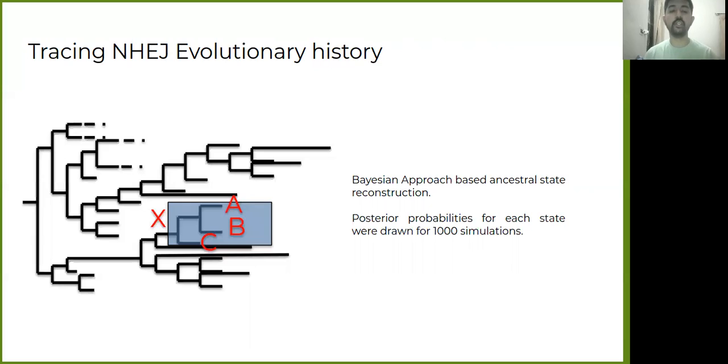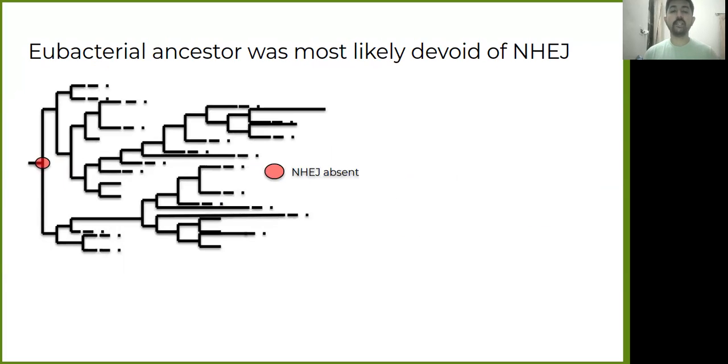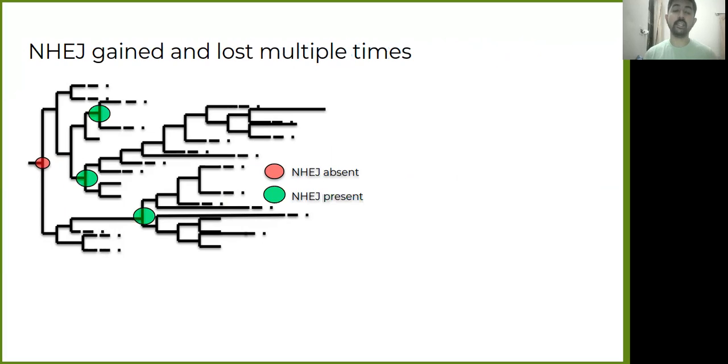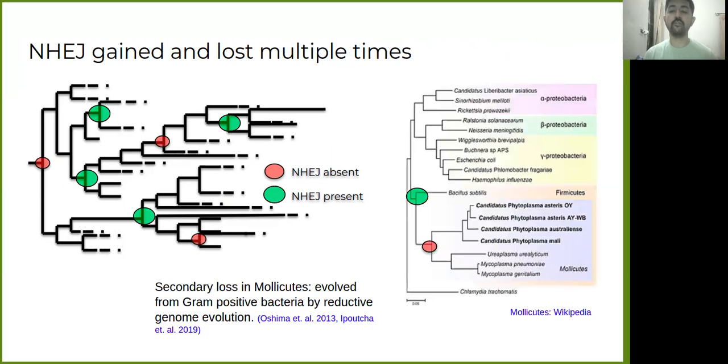We asked at each of these nodes and branches what the most likely state of the NHEJ protein is at that point. When we did that, we found that most likely the eubacterial ancestor was devoid of NHEJ. It was independently gained across different lineages. But having said that, it was not sufficient to stabilize the trait, because there were multiple independent secondary losses and gains thereafter. Just to give you one example, mollicutes have been known to evolve from gram-positive bacteria by reductive genome evolution processes.